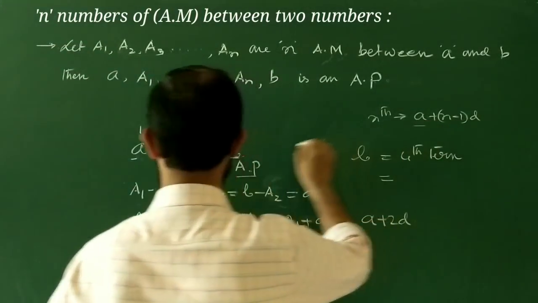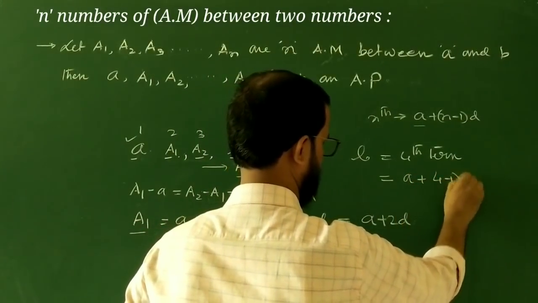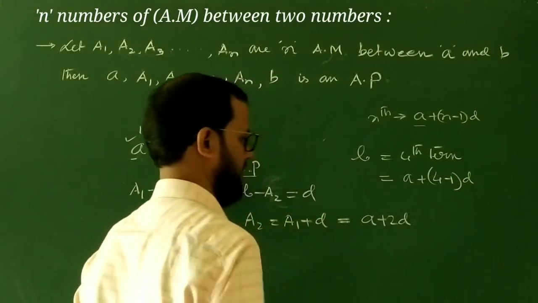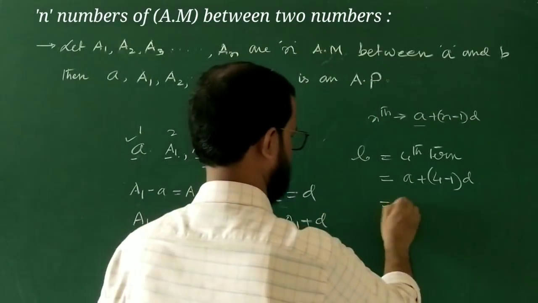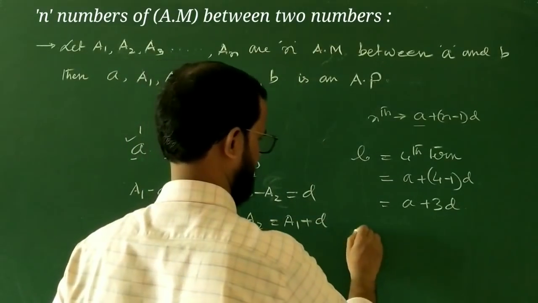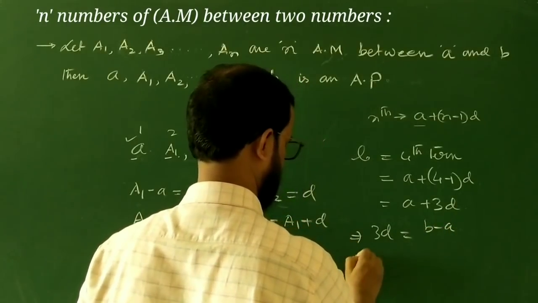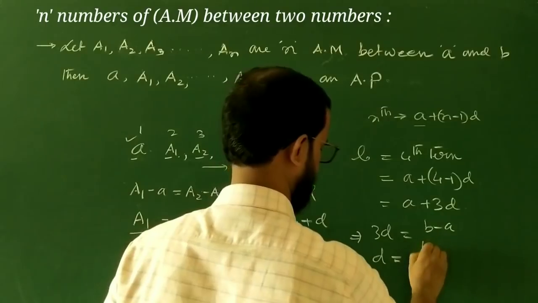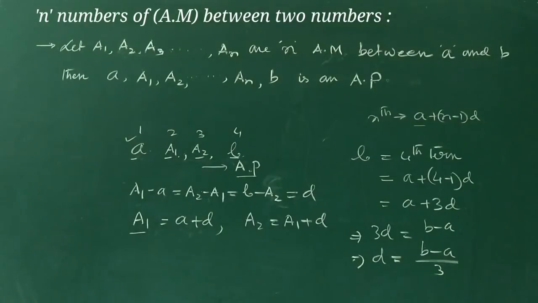The first term is A, here the first term is also A. So A plus 4 minus 1 into D, where D is the common difference, and it can be written as A plus 3D. From here you can write 3D equals B minus A, and so D equals B minus A divided by 3. Very, very interesting result.